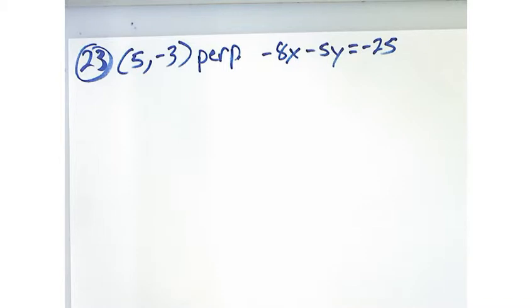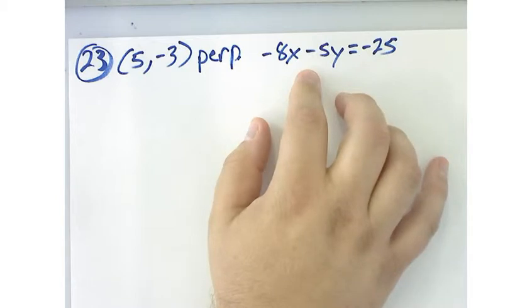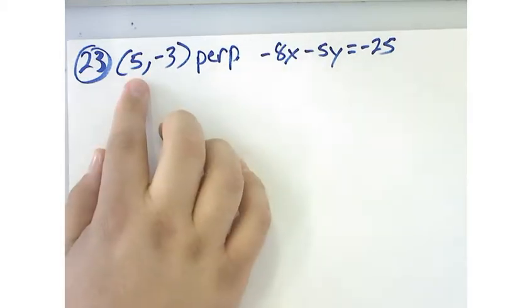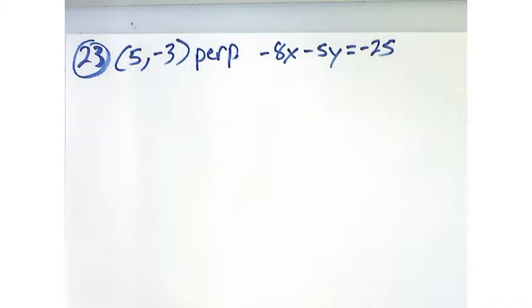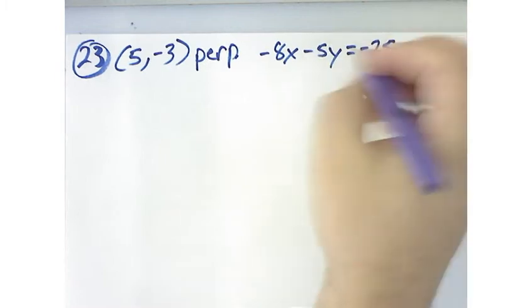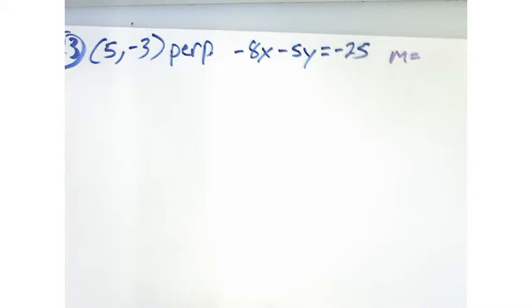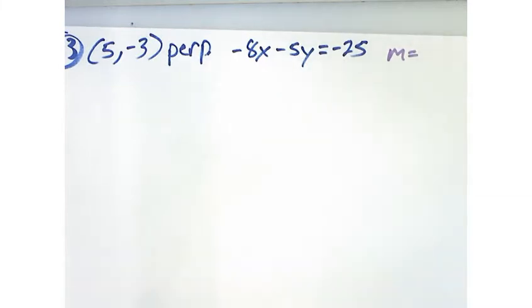So does anybody understand what they're saying? This is a line on the graph. Okay? This is a line in the XY plane. And we are asked to write a line that is perpendicular, that will intersect this line at a 90-degree angle, but it has to pass through this point (5, -3). So before we can do anything, we need to find the slope of this line. That's my first task.